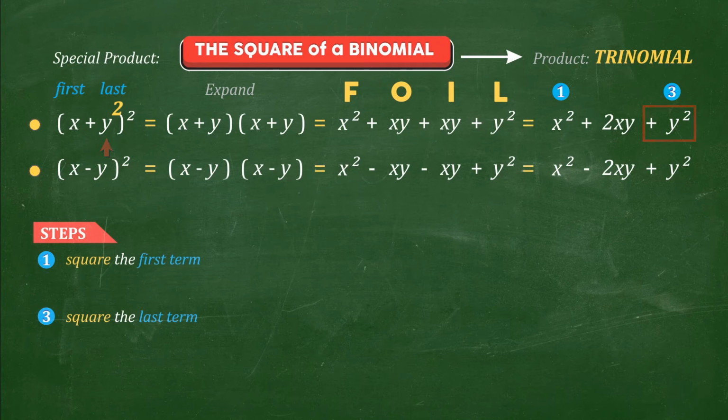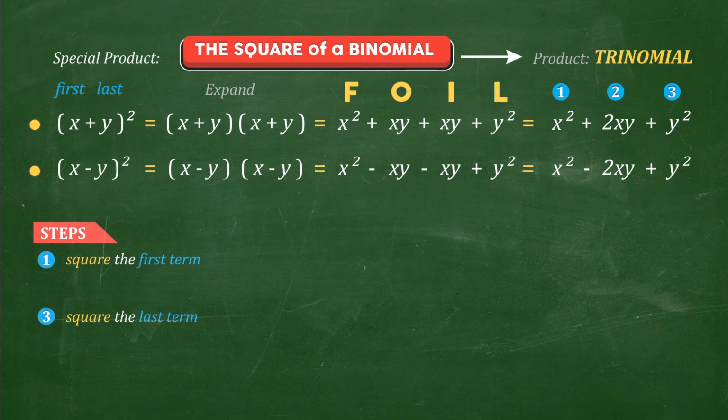That is true for the first example since squaring the last term, positive y, is positive y squared. That is also true for the second example since squaring the last term, negative y, is also positive y squared. Now, remember that even negative numbers, when squared, produce a positive value. Thus, we can further generalize that since these are perfect squares, they will always be positive.